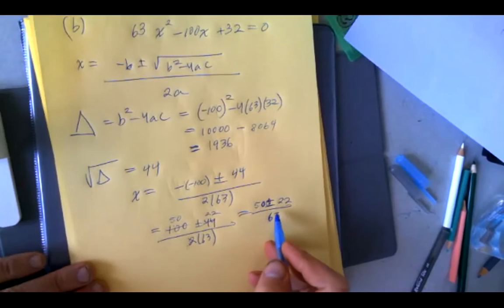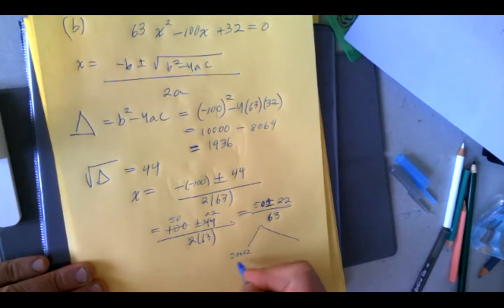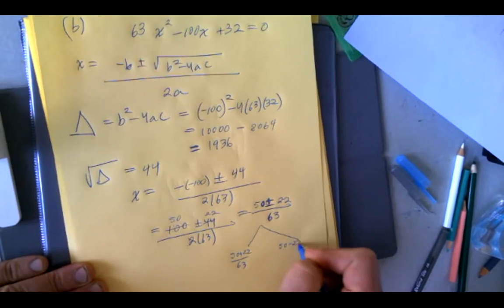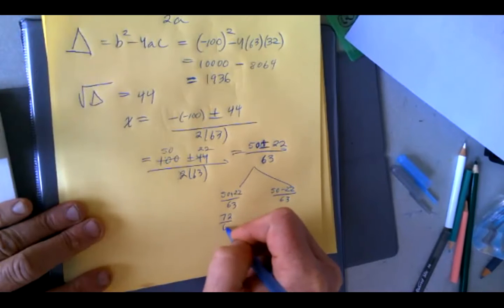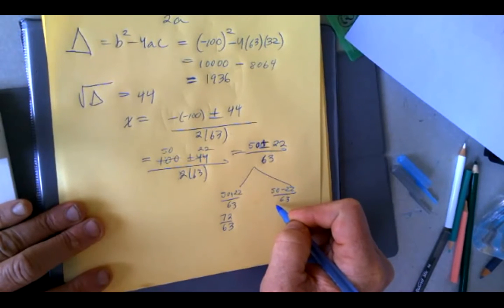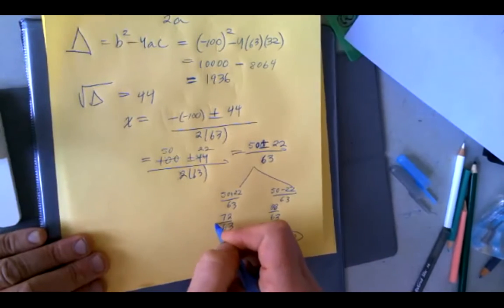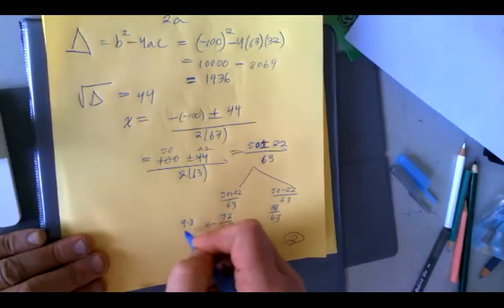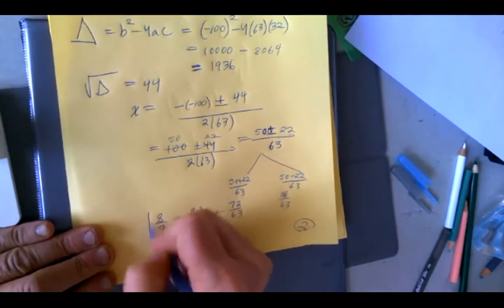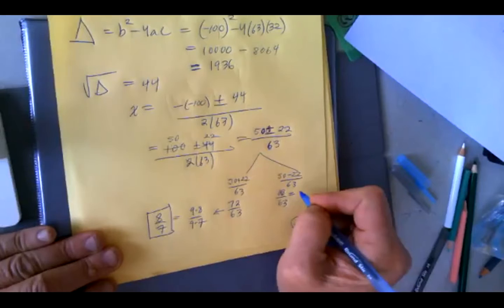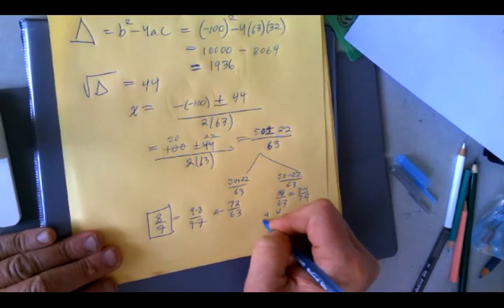Okay, so we got this going on. So this leads to 2 situations, 50 plus 22 over 63, 50 minus 22, which gives us a nice 72 over 63 and a 28, which you want to reduce. 9 times 8, 9 times 8, 9 times 7 gives us 8/7. I've never done this problem, by the way. This gives us 7 times 4, 7 times 9, giving us the nice 4/9.